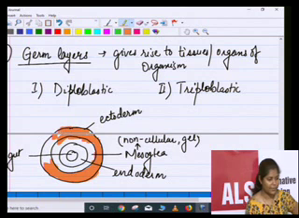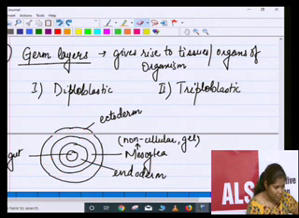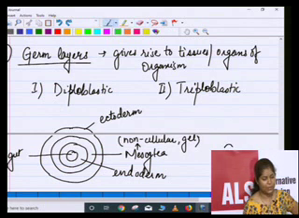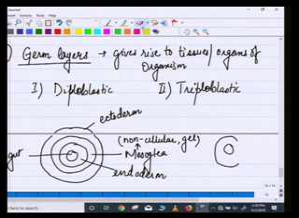Better I don't color this, since I'm not able to follow the drawing rules. So this particular structure is called diploblastic. Now when you refer to the triploblastics, let's see quickly what they have.